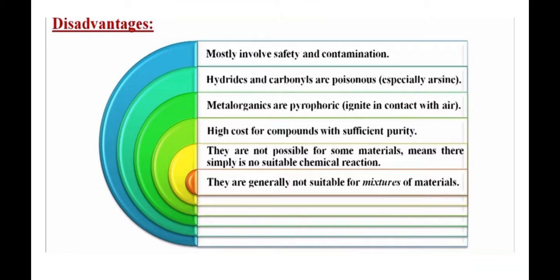Then it is not possible for some materials, meaning there simply is no suitable chemical reaction. It cannot do any kind of coating there, and it is generally not suited for mixtures of materials. So sometimes we face certain problems for particular composites where maybe one material reacts with the reactive gases, maybe another material does not react with those reactive gases. That is one kind of disadvantage of the CVD process.